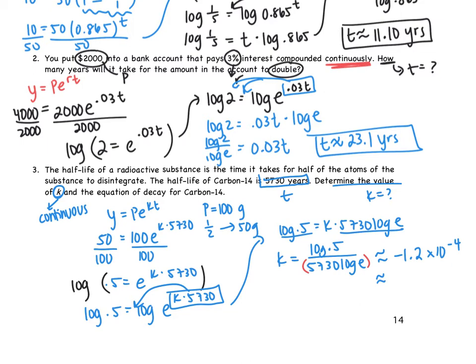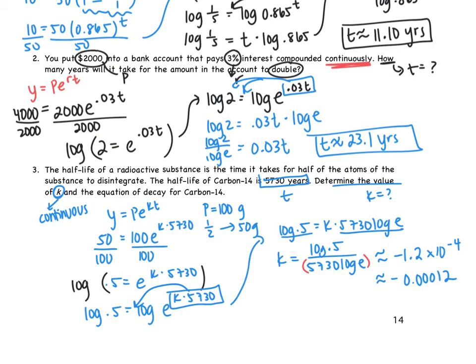So that's scientific notation. In your calculator, you're going to see an E, which tells us we're doing scientific notation. So we're going to move that decimal point over. That's really negative 0.00012. Okay, why is this negative?